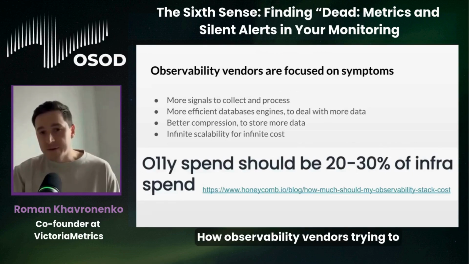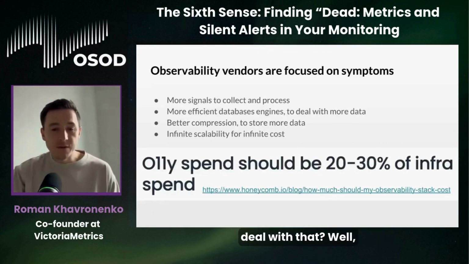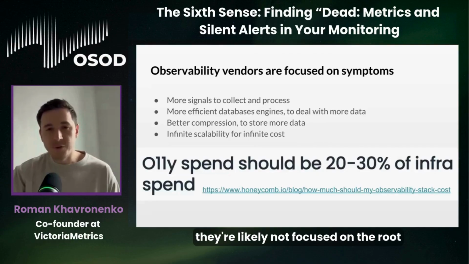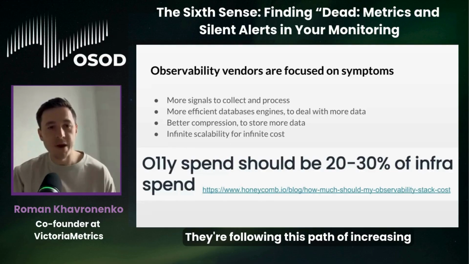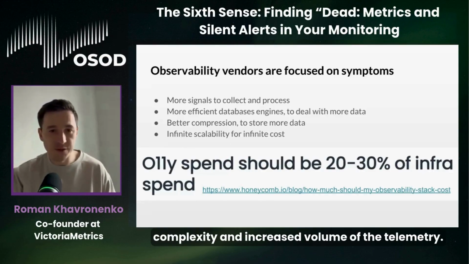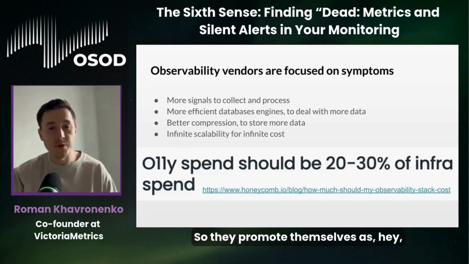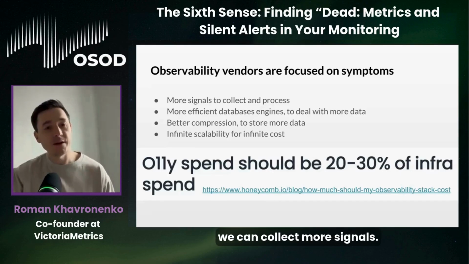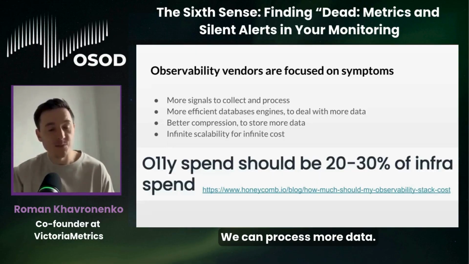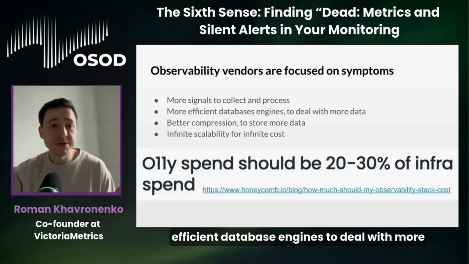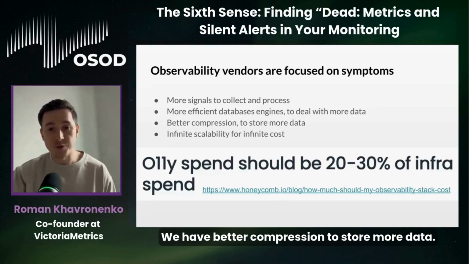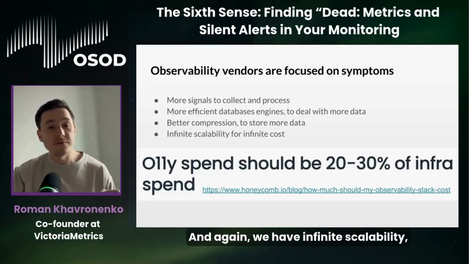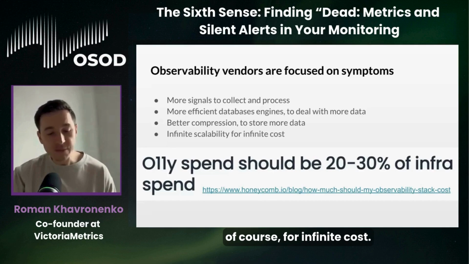How are observability vendors trying to deal with that? Well, they're likely not focused on the root cause. They're more focused on the symptoms. They're following this path of increasing complexity and increased volume of telemetry. So they promote themselves as, hey, we can collect more signals, we can process more data, we have more efficient database engines to deal with more data, we have better compression to store more data. And again, we have infinite scalability, of course, for infinite cost.